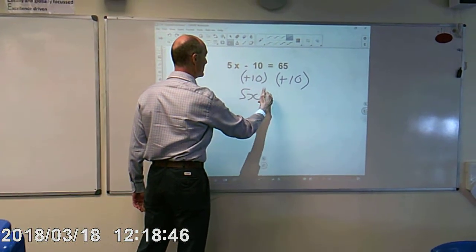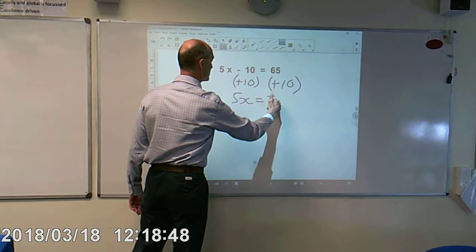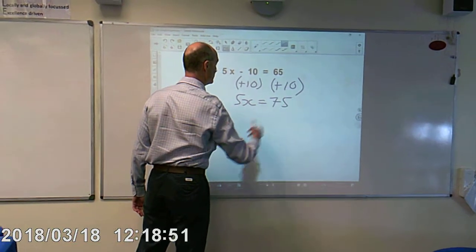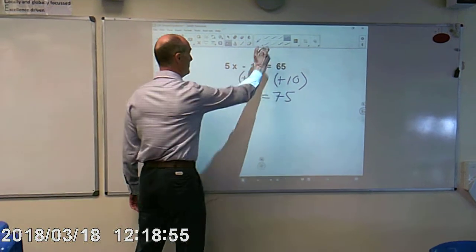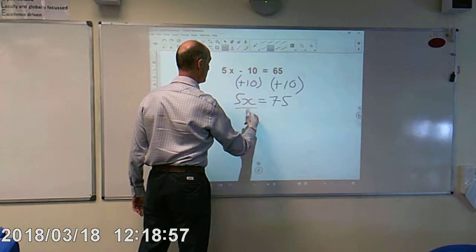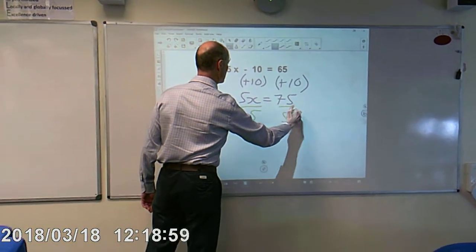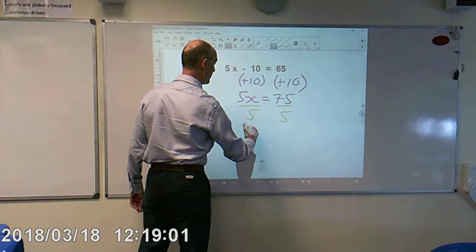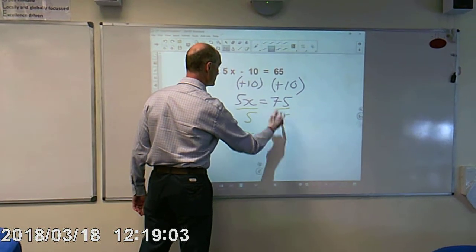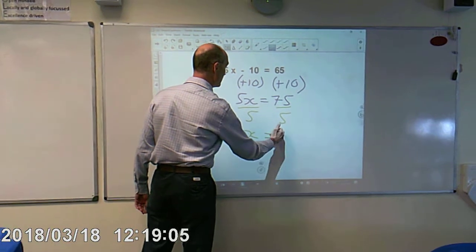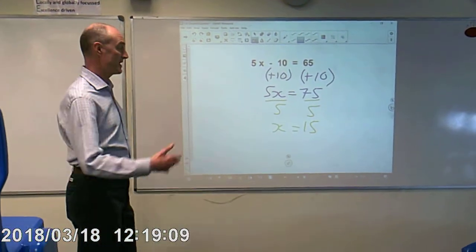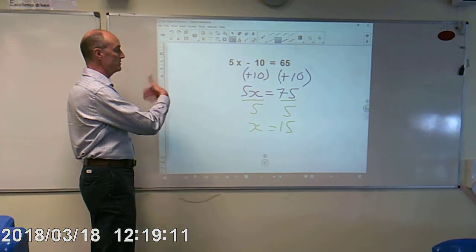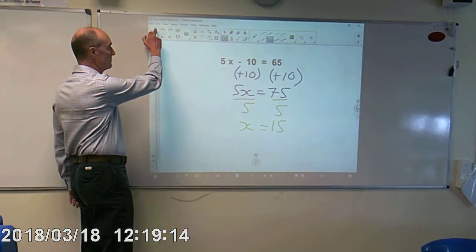is left on the left hand side, and that now equals 75. Divide both sides by 5. Which now means we've got a value of x equals 75 divided by 5, 15. Okay, gone through that fairly quickly. You can review that if you feel you need to.